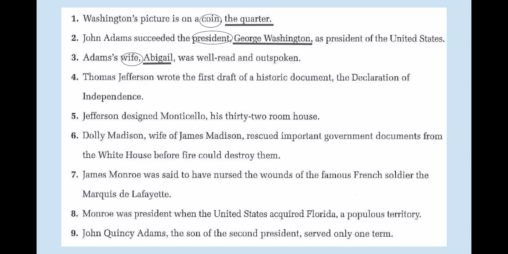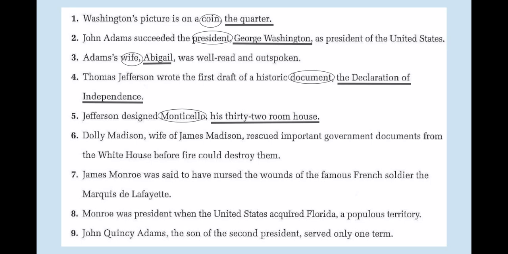Number 4, Thomas Jefferson wrote the first draft of a historic document, the Declaration of Independence. Declaration of Independence is our appositive phrase identifying document. Number 5, Jefferson designed Monticello, his 32-room house. His 32-room house is our appositive phrase, adding more information to Monticello.